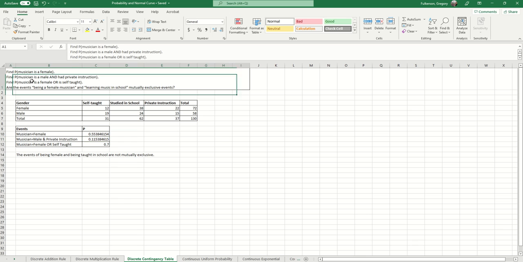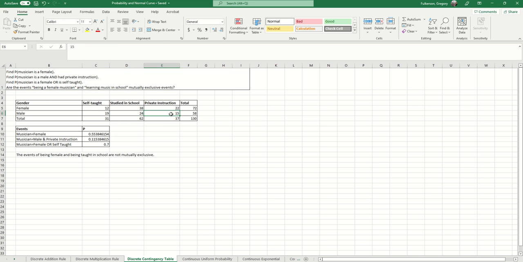Then it says probability of musician is a male and had private instruction. So now we're limiting to male private instruction. Okay, so we're looking at that E6 cell.